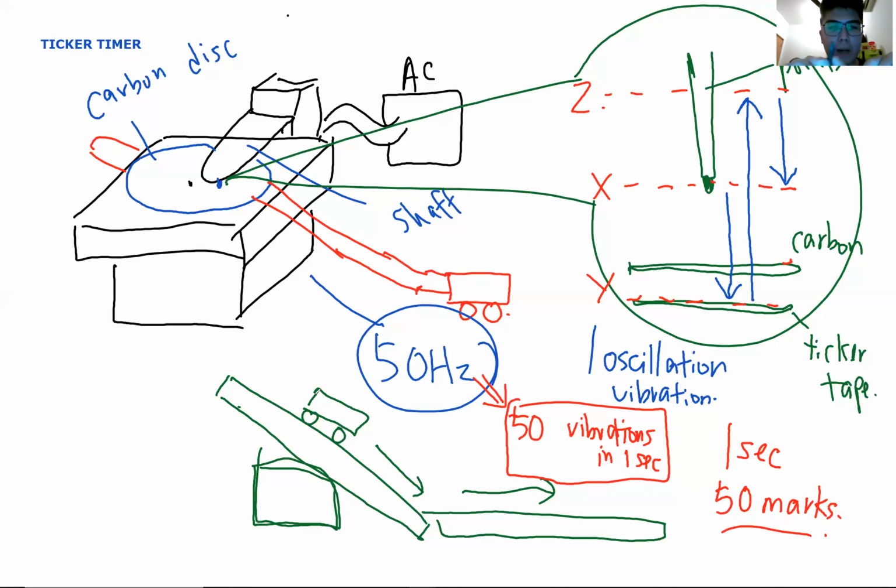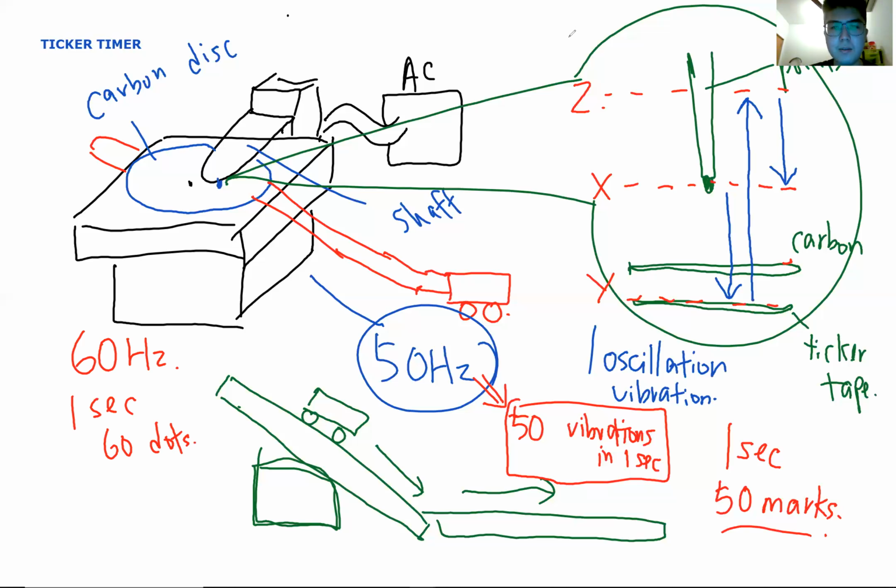Okay, you can get up to a few seconds, but usually the ticker timer is measured for 1 second, because in 1 second you already have 50 dots. It's already so many. The standard one, usually we get 50 dots. So from here, if I say my ticker timer is 60 Hertz, then you know in 1 second you have 60 dots, right? 60 dots.